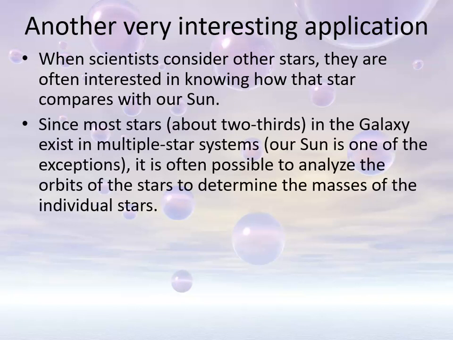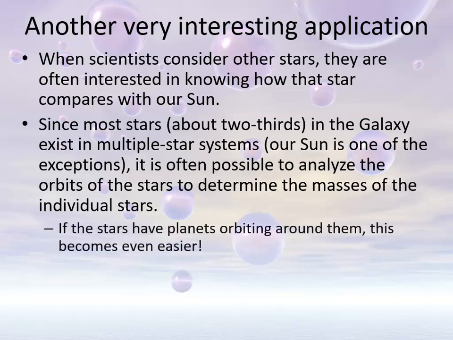Something to be kept in mind is that since most stars, actually about 2/3 of the stars in our Milky Way galaxy, exist in multiple star systems, it's often possible to analyze the orbits of stars to determine the masses of the individual stars. Now, it's harder to do this with our sun because our sun isn't being orbited by other stars or anything like that. Our sun's kind of special. But our sun is being orbited by 8 planets, a bunch of dwarf planets, and a whole bunch of other things. So we know the characteristics of our sun quite well. But we can extend from this characteristics of other stars.